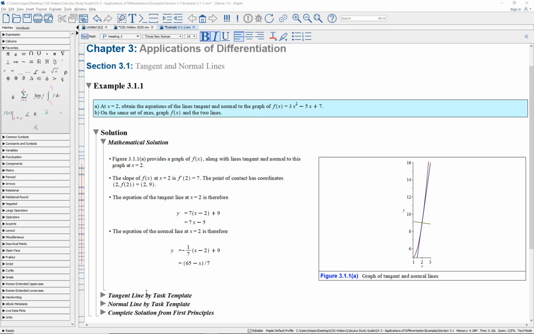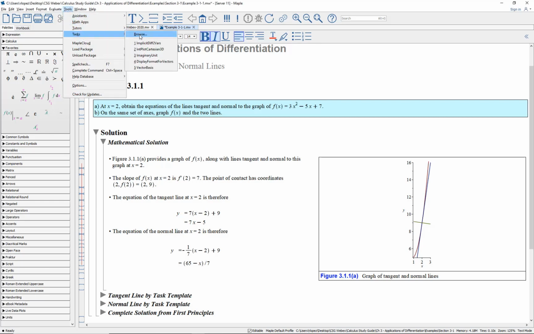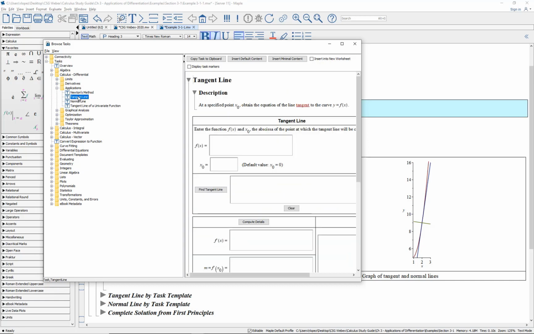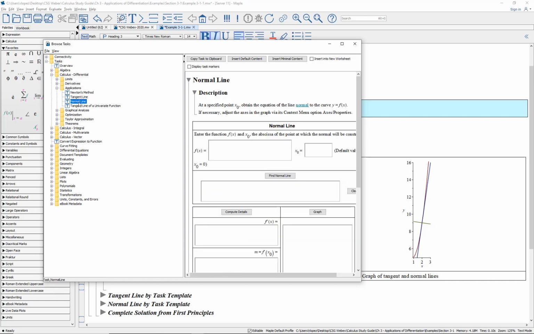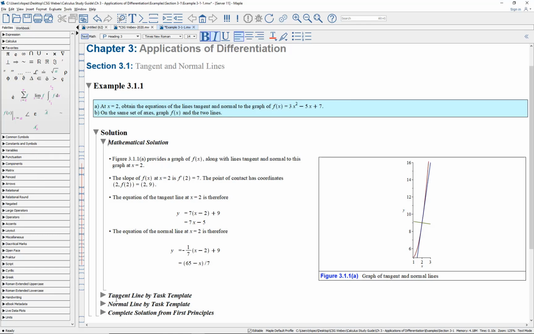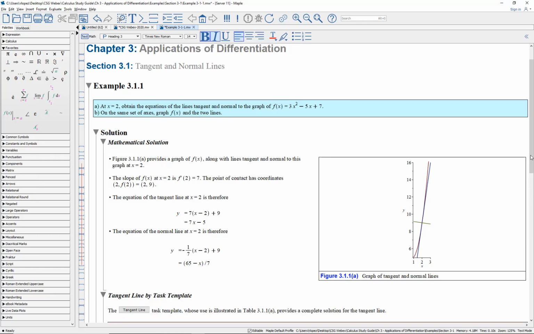So there's a task template. So what are the task templates? Tools, tasks, browse. So you have a table of contents here for the task templates. Here in differential calculus under applications, you have a task template for a tangent line and one for a normal line. You insert it by clicking one of these insert buttons. Default content means you get the extra verbiage. Minimal content means you get enough to make the thing work. And I've got it embedded in here already.